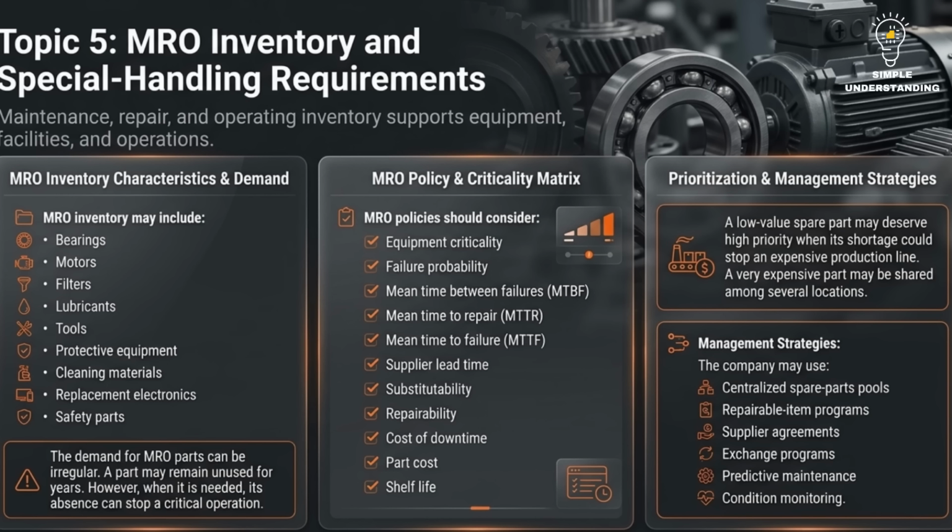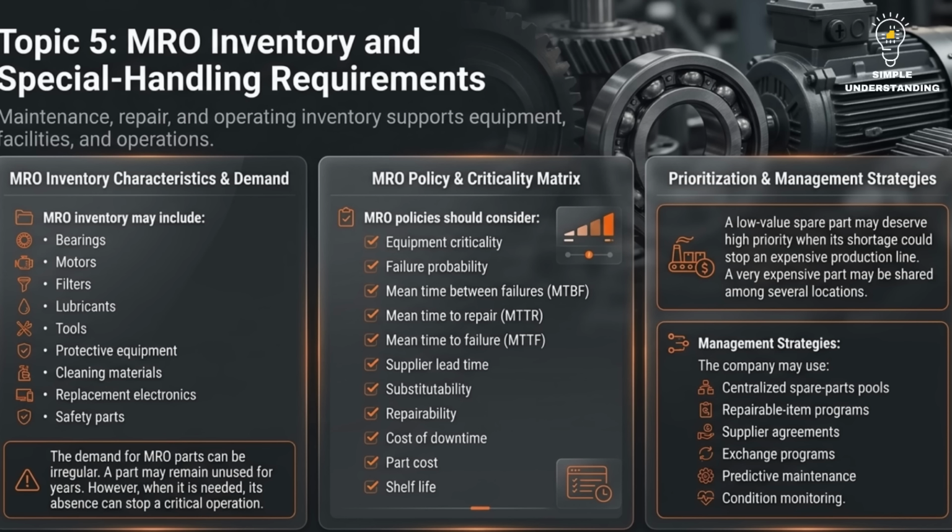MRO policies should consider equipment criticality, failure probability, mean time between failures, mean time to repair, mean time to failure, supplier lead time, substitutability, repairability, cost of downtime, part cost, shelf life. A low-value spare part may deserve high priority when its shortage could stop an expensive production line. A very expensive part may be shared among several locations. The company may use centralized spare parts pools, repairable item programs, supplier agreements, exchange programs, predictive maintenance, condition monitoring.